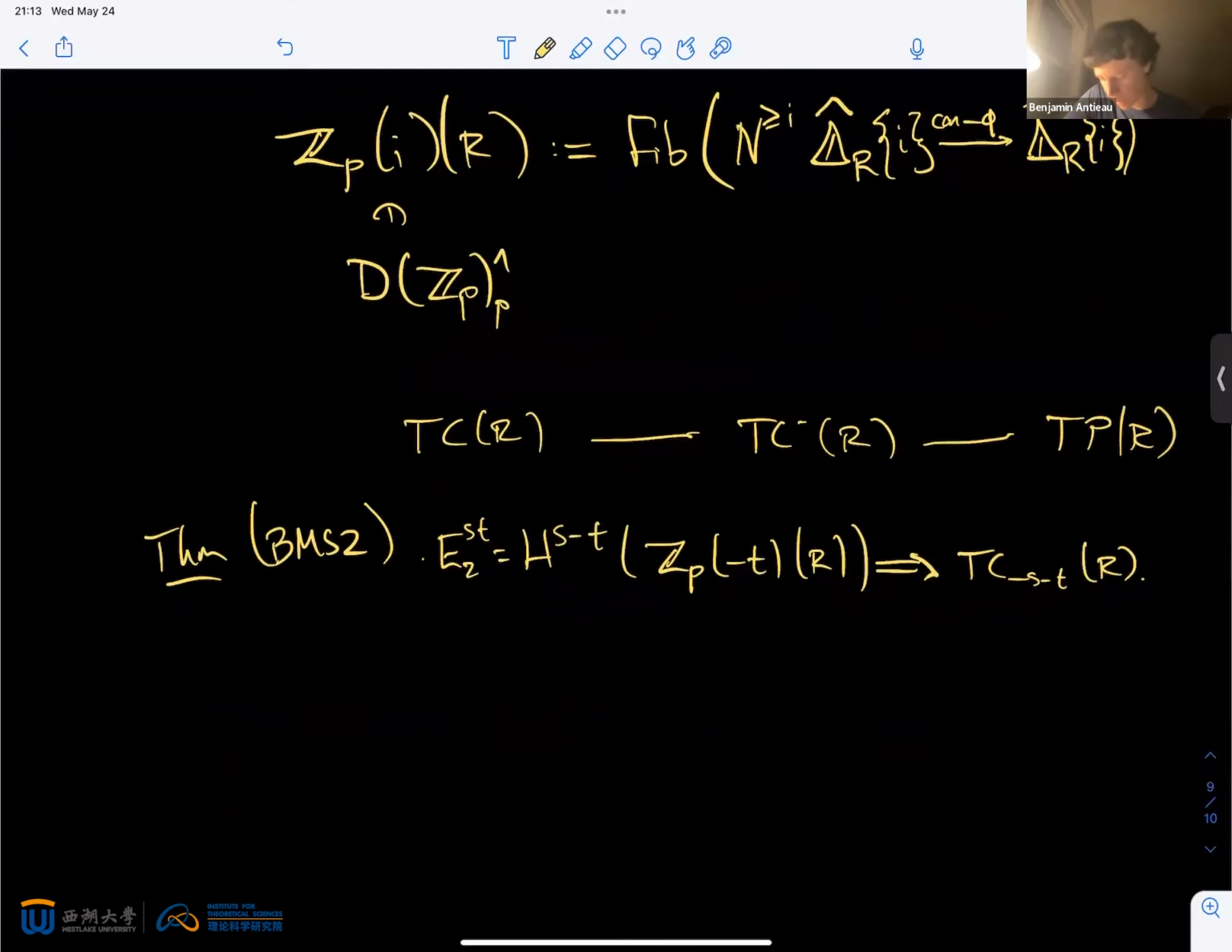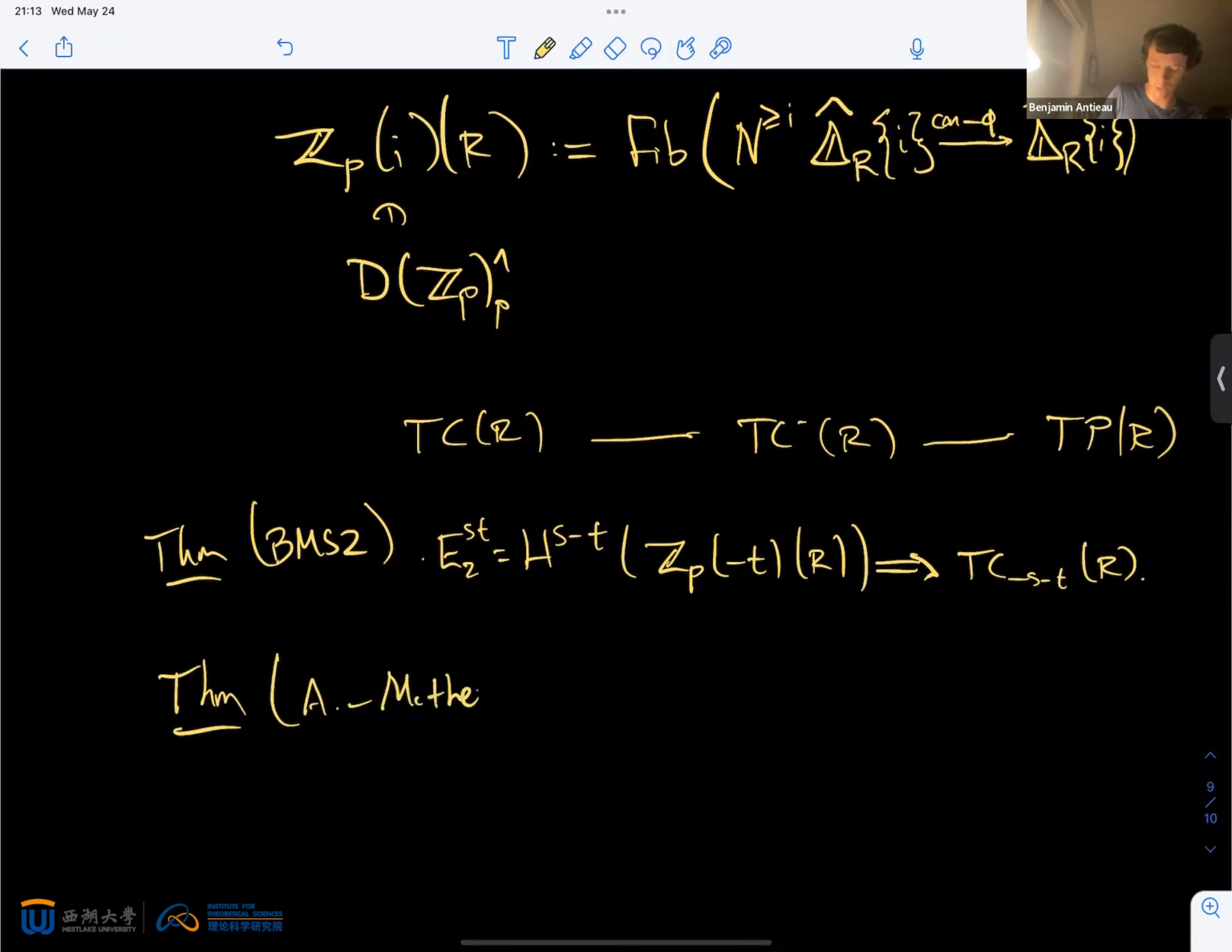So what that means is if you can compute all of this, then you're pretty happy. Let me mention another theorem due to myself, Akil Matthew, Matthew Morrow, and Thomas Nikolaus, which shows that there's a big vanishing for these complexes.